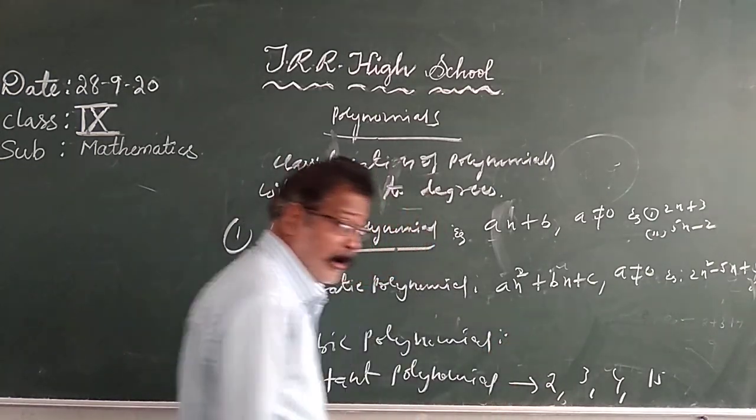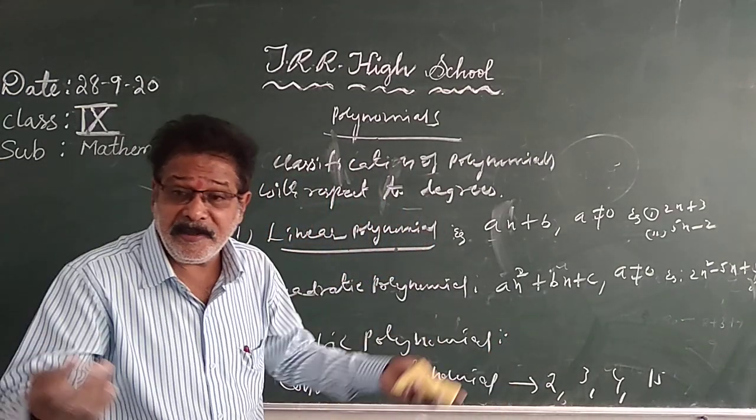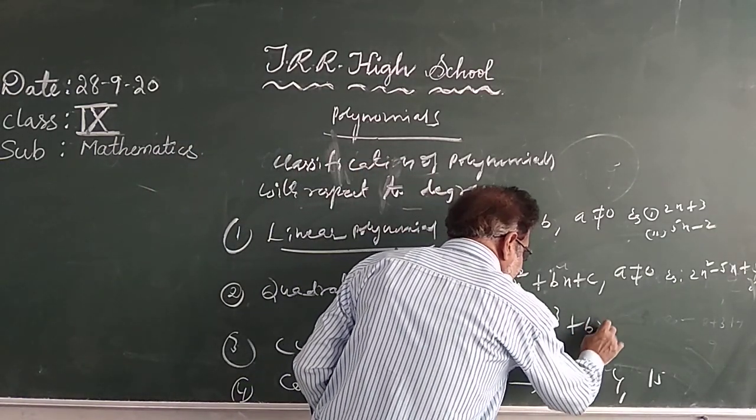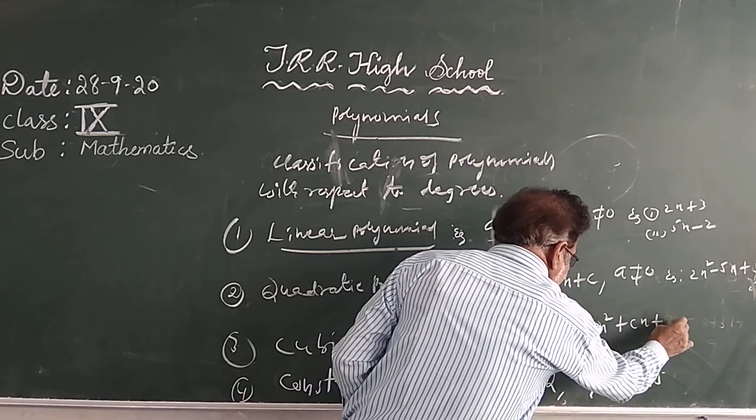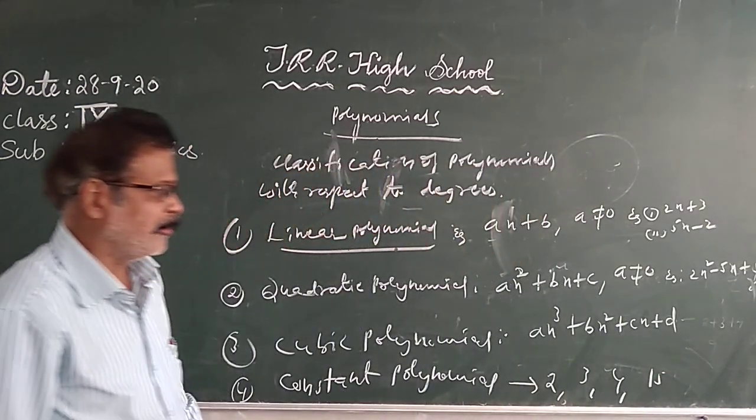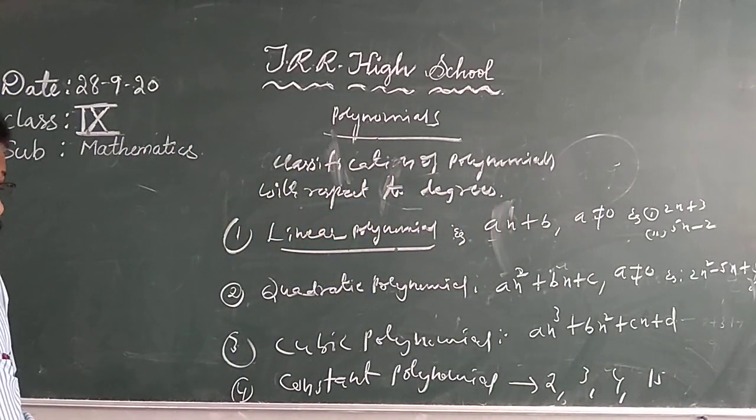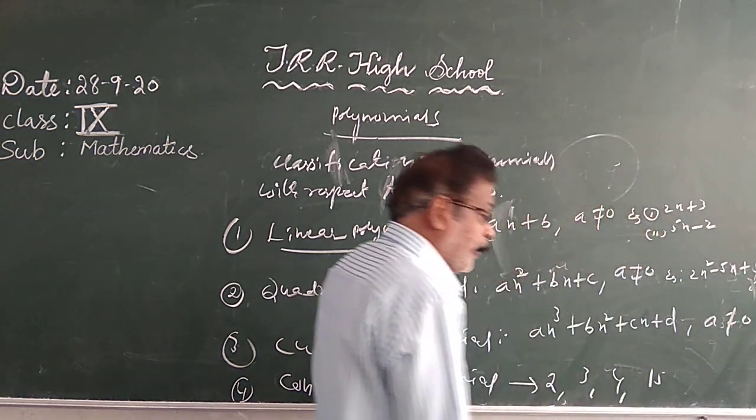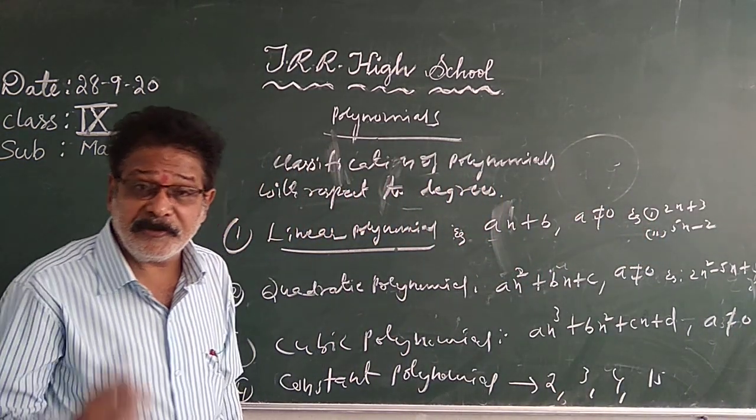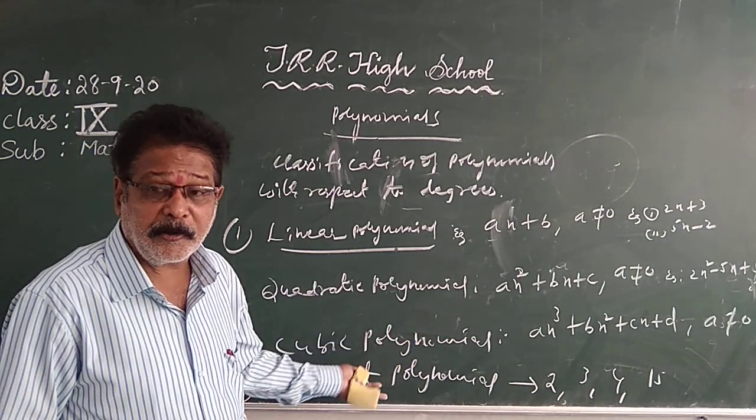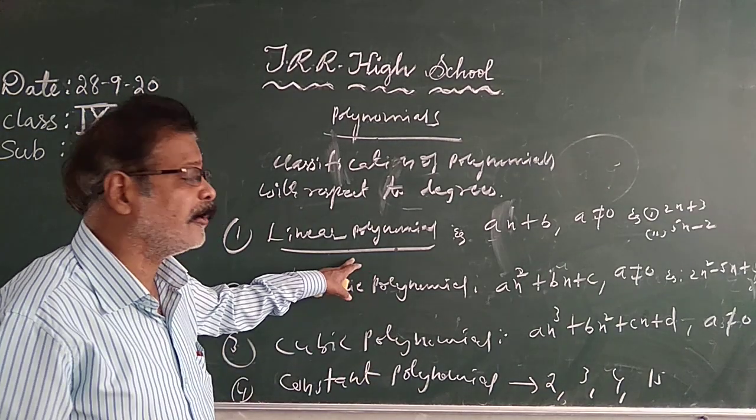Cubic polynomial. A polynomial whose degree is 3 is called a cubic polynomial. The cubic polynomial is ax cube plus bx square plus cx plus d, where a, b, c, d are the coefficients and a is not equal to 0. The highest power is 3, it is a cubic polynomial. The highest power is 2, it is a quadratic polynomial. The highest power is 1, it is a linear polynomial.